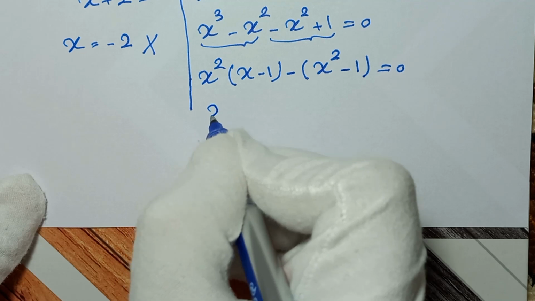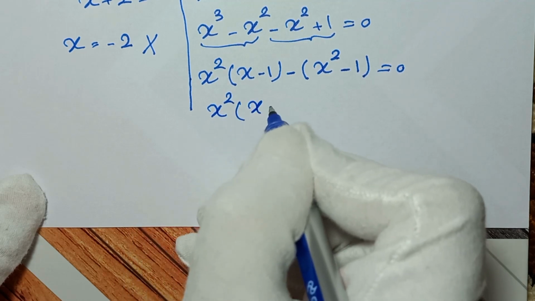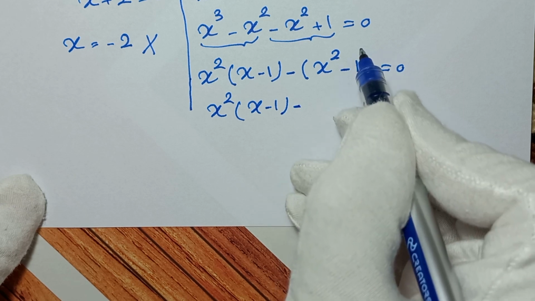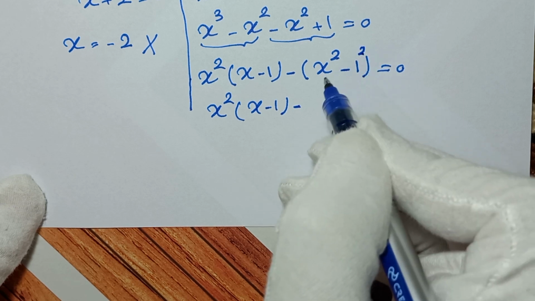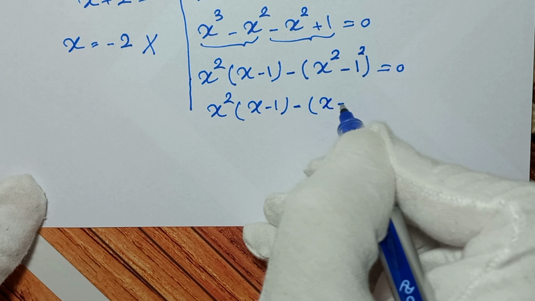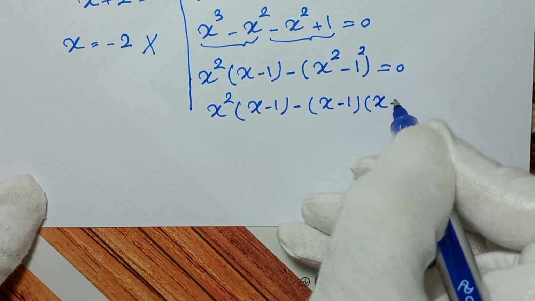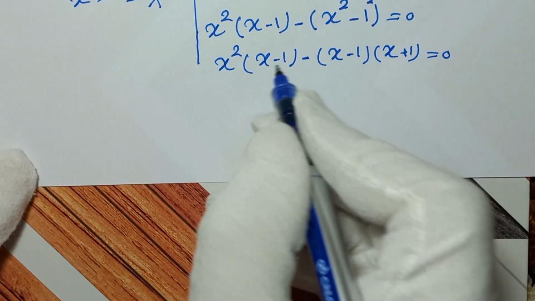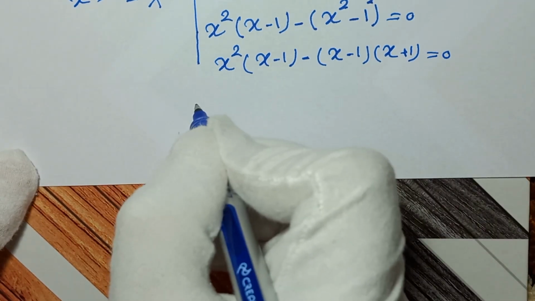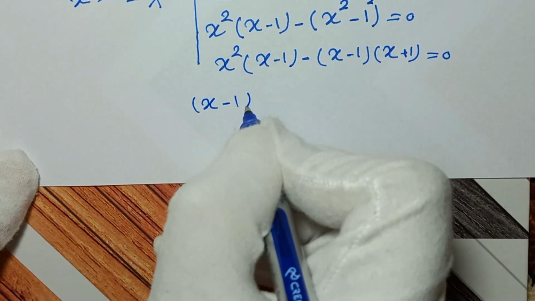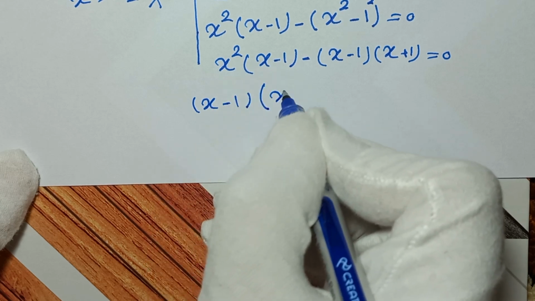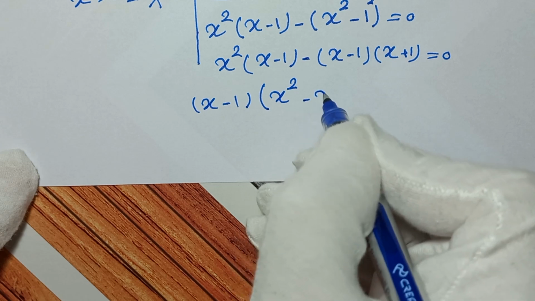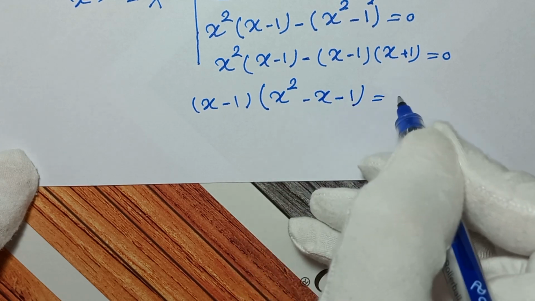And in here it will be x squared times x minus 1, and the minus, in here we can write 1 as 1 to the power of 2, right? So it will be a difference of 2 squares, and we can write this as x minus 1 times x plus 1 is equal to 0. In here x minus 1 is common, so we factor x minus 1. In here we have x squared, and in here we have negative x plus 1, right? It will be negative x minus 1 is equal to 0.